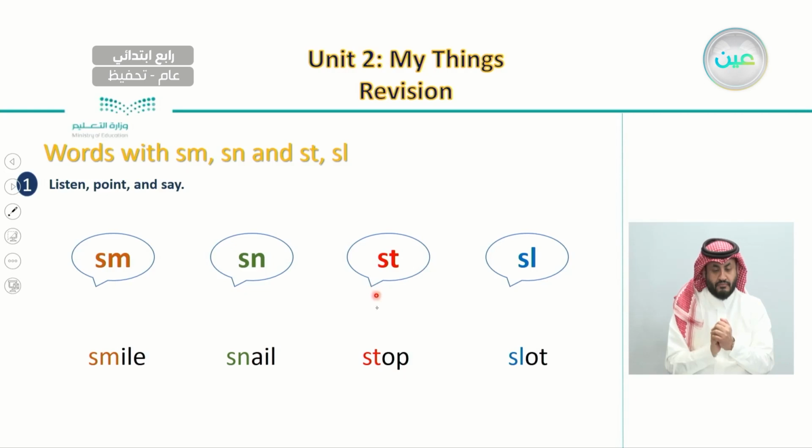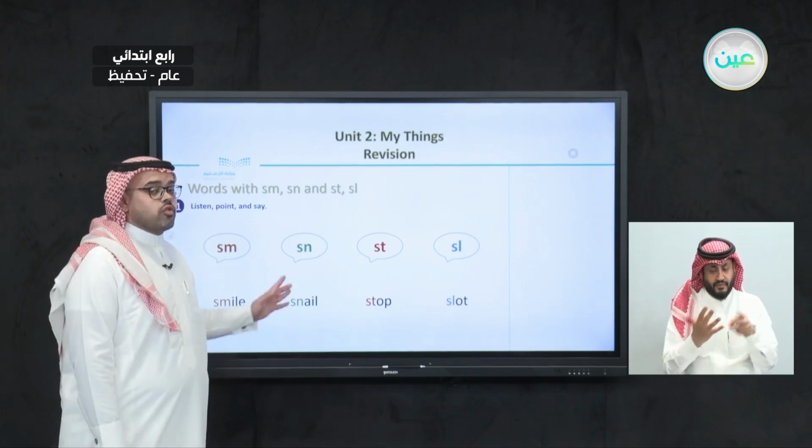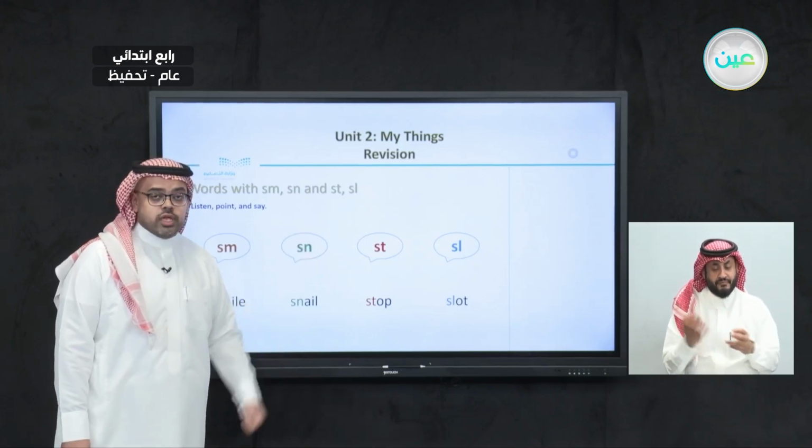And the other word that starts with S and T is stop. Stop. Say after me, stop. And also the other word that starts with S and L, which is slot. Slot. Say after me, slot. Very good. So here we have four different words that start with four different sets of letters.